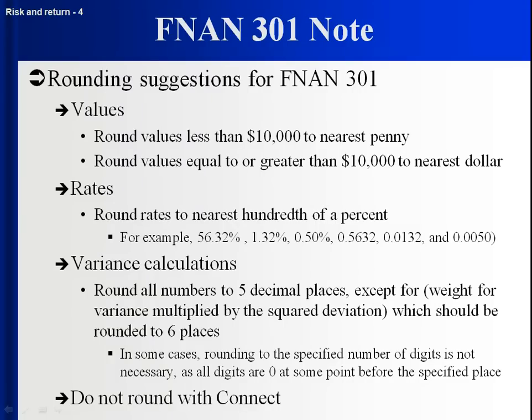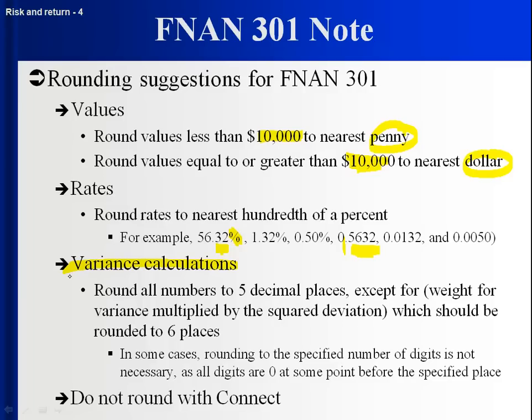Rounding suggestions. If you're dealing with a value, remember if it's less than 10,000, if you go to the nearest penny, you'll always be good as far as being within the band. If it's greater than 10,000, you can round to the nearest dollar. If you have a rate, you want to round it to the nearest hundredth of a percent. So if it's in percentage terms, that's 2 decimal points. If it's in decimal form, that's 4 decimal places.